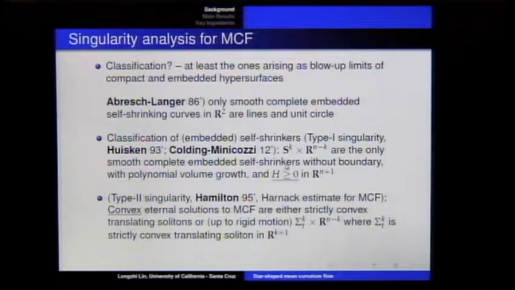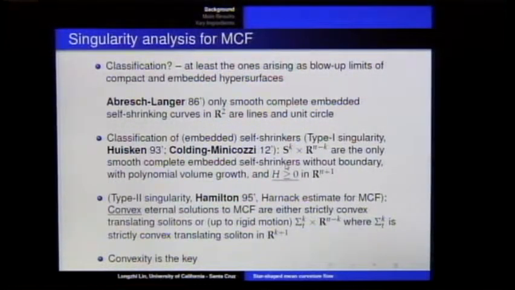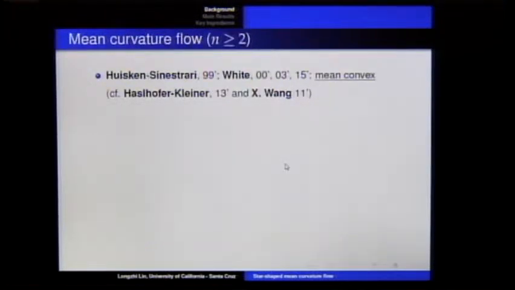As we can see, convexity plays an important role in the classification. Either type 1 or type 2, it always relies on some sort of convexity, so that you can say something about the singularities. So in the higher dimensional case, people try to understand the mean curvature flow starting with a very special initial hypersurface without convexity. I guess the next natural assumption on the convexity will be mean convex instead of strictly convex.